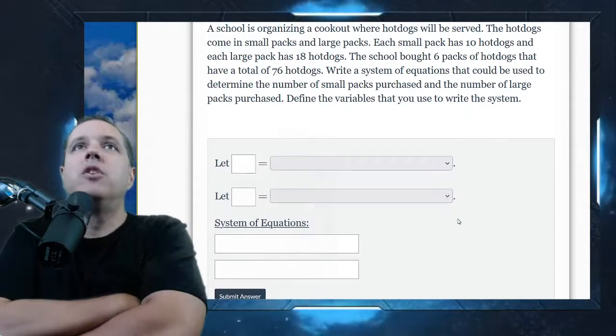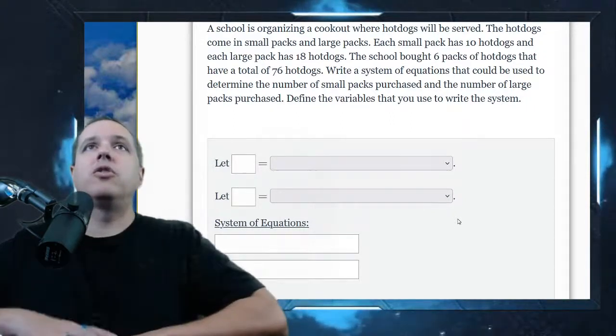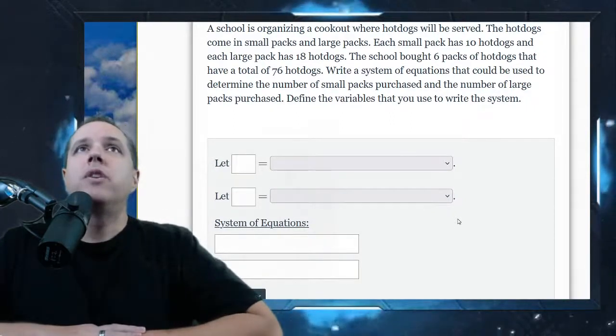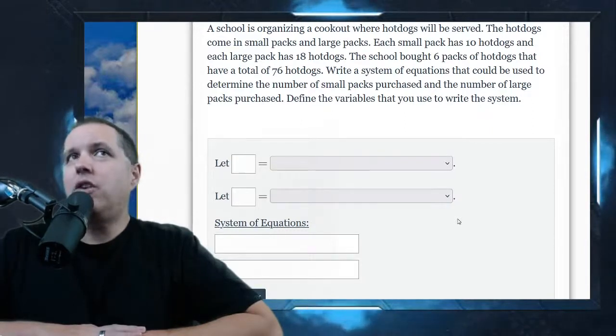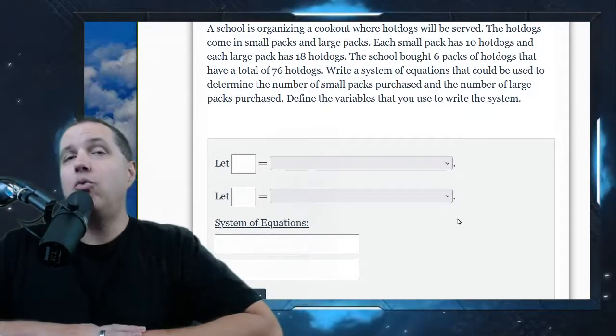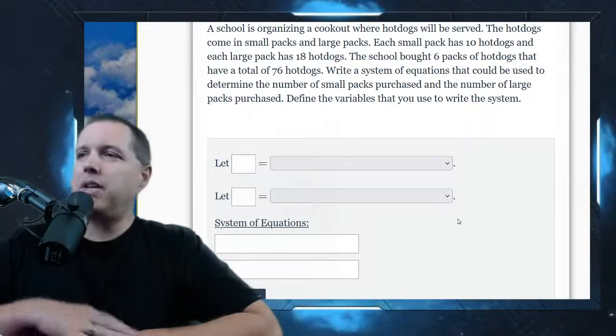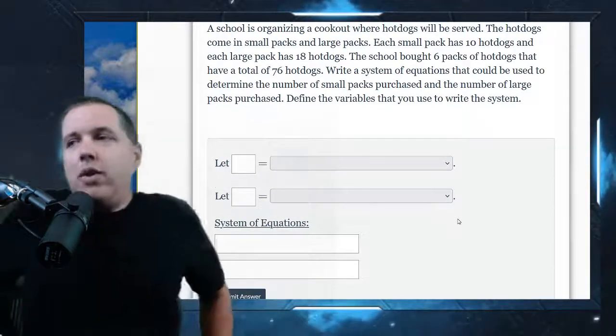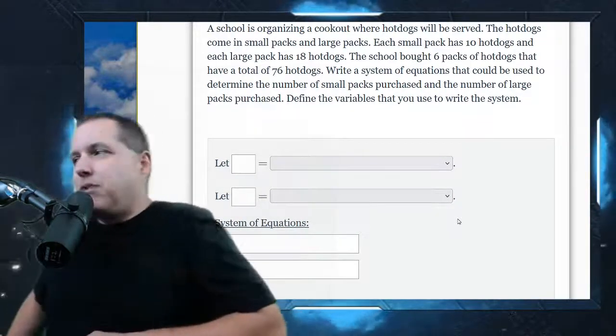Okay, so we need to define our variables. So you can determine your variables. A lot of times we choose X and Y. You're welcome to use X and Y, but why don't we be a little bit more clever? Why don't we pick smart variables? Let's be smart about this.